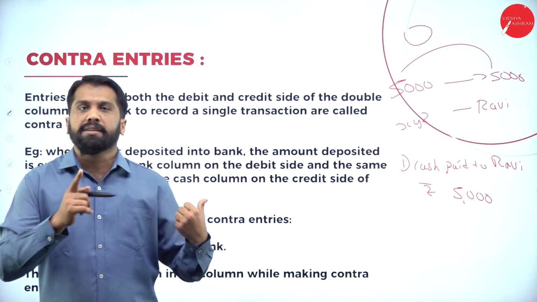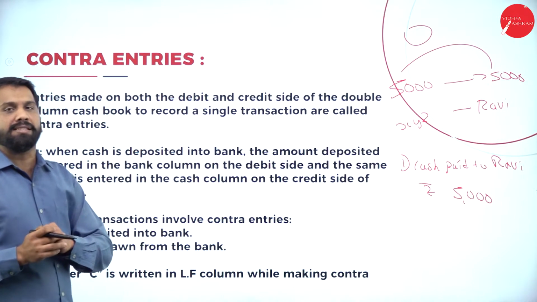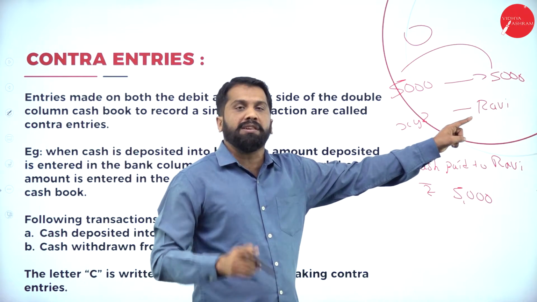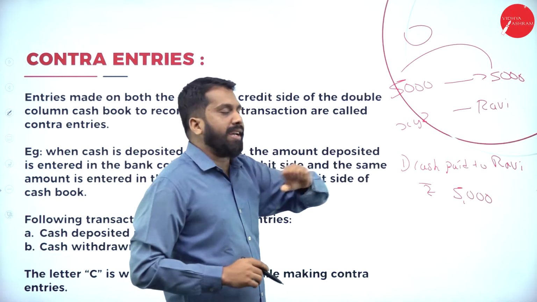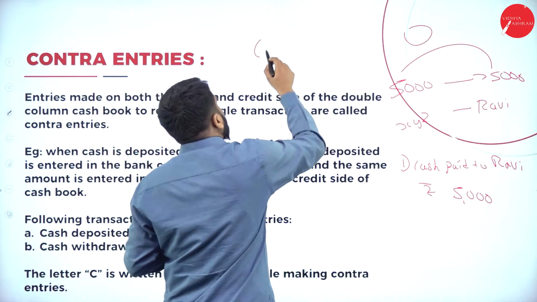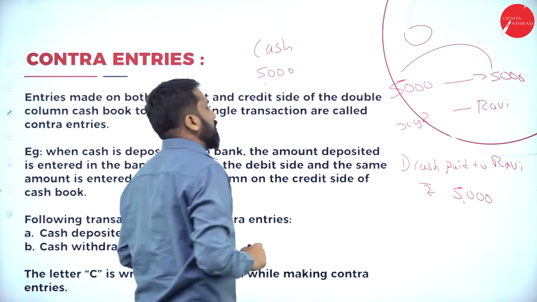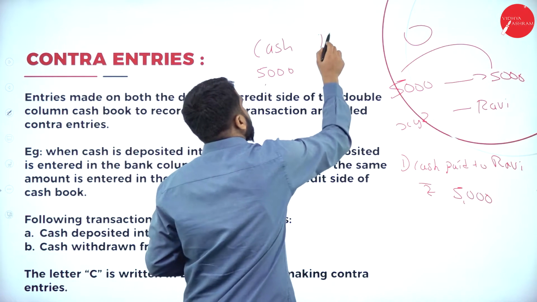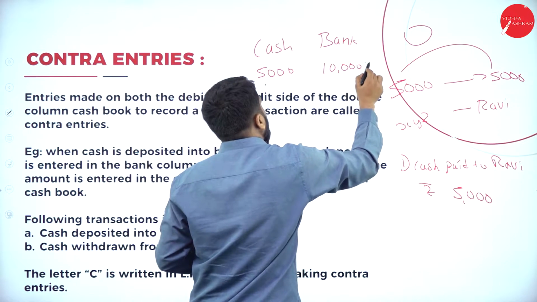Any doubt in this? No. But what is contra? Contra is very simple. Earlier you had 5,000. After paying to Ravi, your cash becomes 0. Now, again you come back. In your pocket, you have cash of 5,000. In your bank account, you have 10,000. In total, how much do you have?